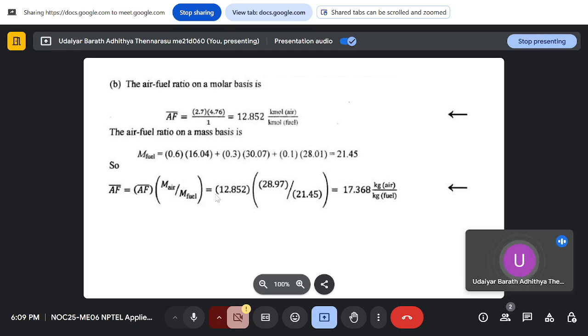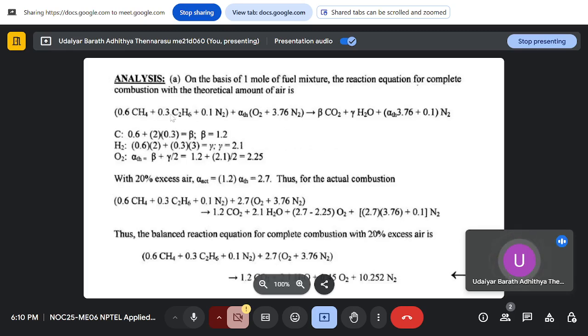Similarly, for mass basis, we convert this into mass using molar mass or molecular weight. We know number of moles is mass divided by molar mass, so mass can be written as moles of the component into molar mass of the component. So we'll just multiply the air fuel ratio in molar basis by molar mass of air divided by molar mass of fuel. So for fuel, now we need to find the total molar mass.